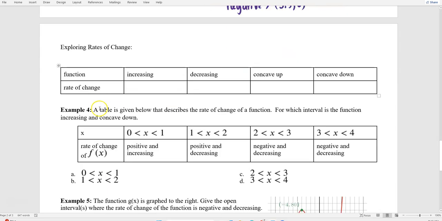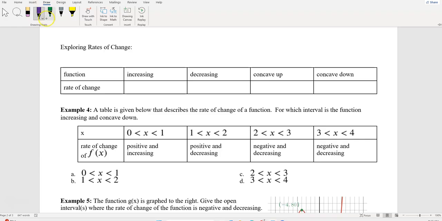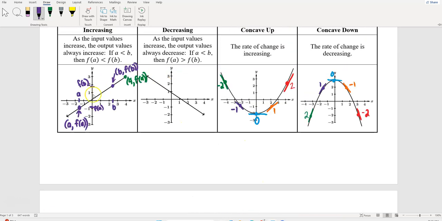All right, so important things to know. If a function is increasing, then the rate of change of that graph, if you have an increasing graph, if we think about looking back at this picture right here, if it were a straight line, what's the slope of that line?